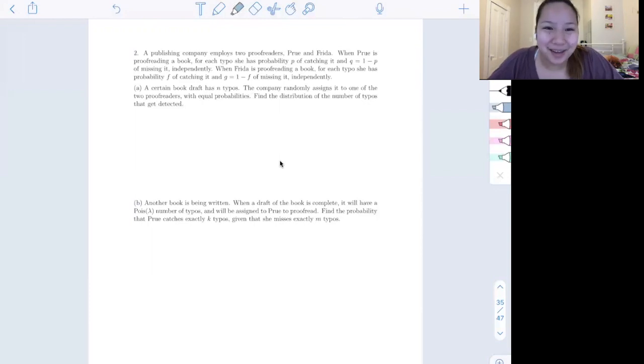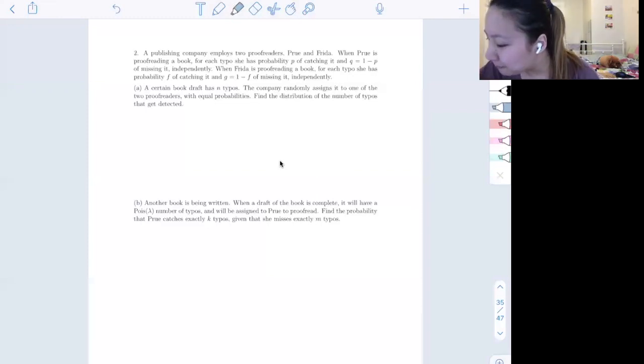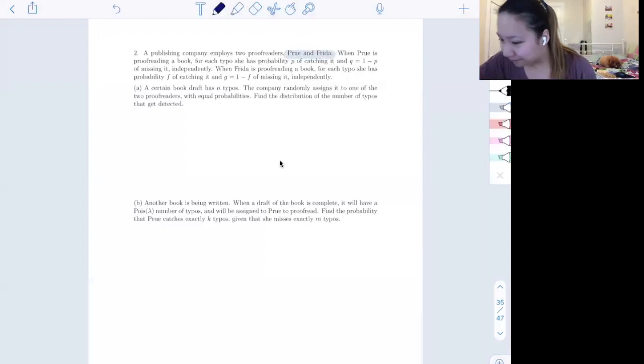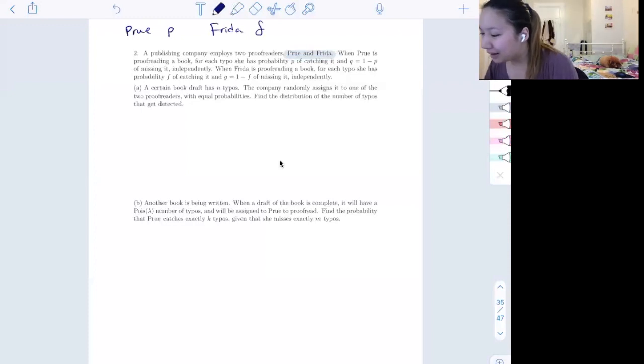So problem 2, it's a chicken egg looking problem. And we have two proofreaders, Prue and Frida, and they have different probabilities of catching the mistakes. So Prue has a probability of P of catching a mistake, and Frida has a probability of F of catching the mistake. And they don't catch it with probability 1 minus P and 1 minus F.